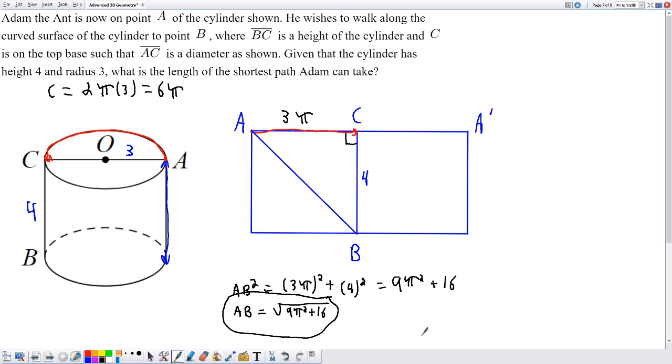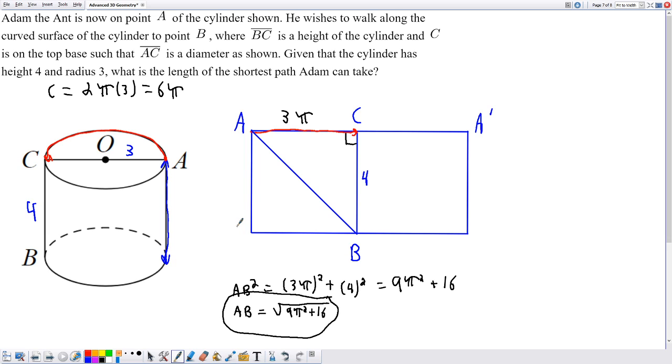That answer is sufficient. So hopefully we understood how that problem worked. If you're not quite sure, I would suggest going back to the lesson on cylinders and seeing how we discovered the lateral area of that in the first place.